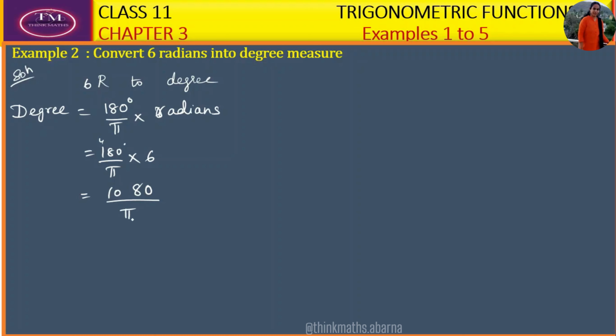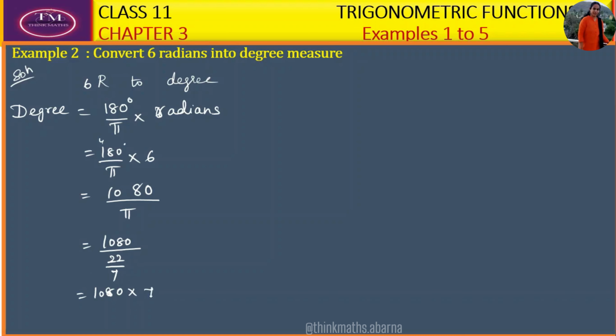This is pi. In degree, you should not have this pi value, so you have to substitute the value of pi. So it is 1080 divided by 22 by 7. This 22 by 7 can be taken to the numerator. If you take this to the numerator, it will inverse.